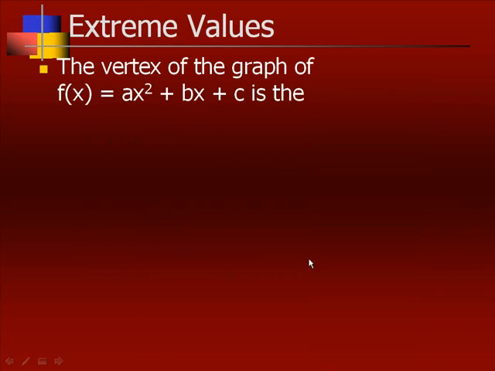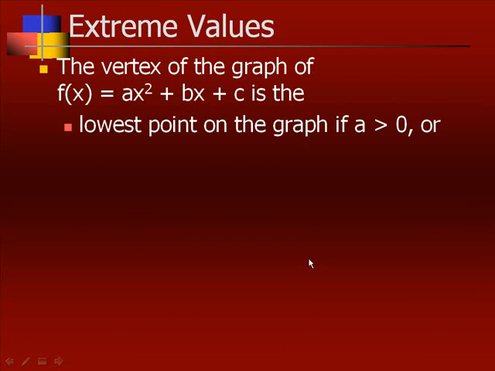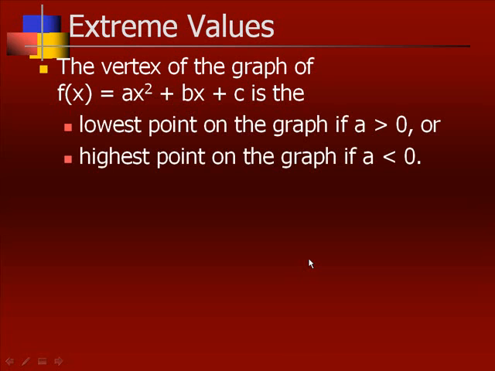Now, extreme values. The vertex of the graph of f of x equals ax squared plus bx plus c is the lowest point on the graph if a is greater than 0, or it's the highest point on the graph if a is less than 0. Now think about it. If a is greater than 0, that means the parabola opens up, so your vertex is the lowest point. If a is less than 0, then your parabola opens down, so your vertex is the highest point.